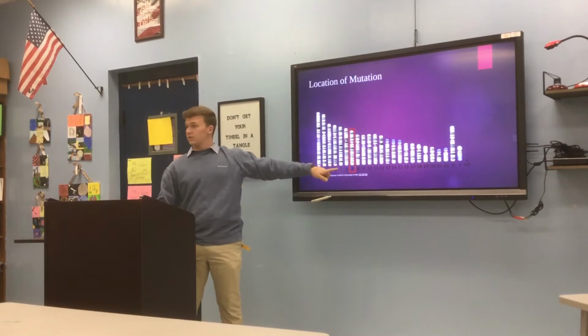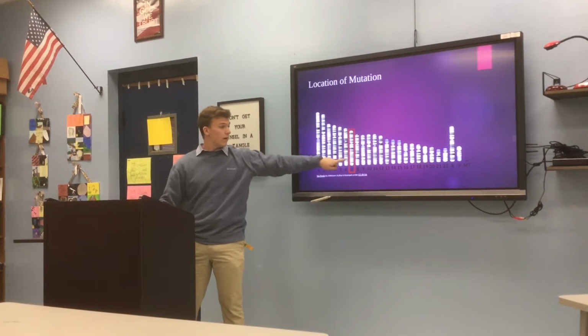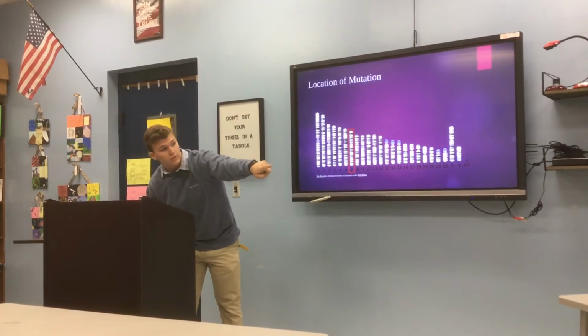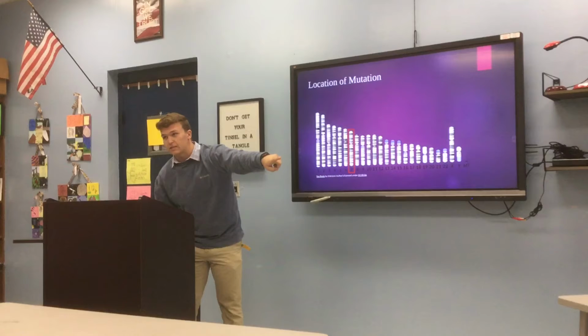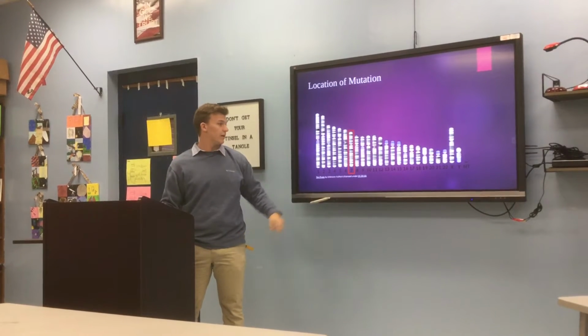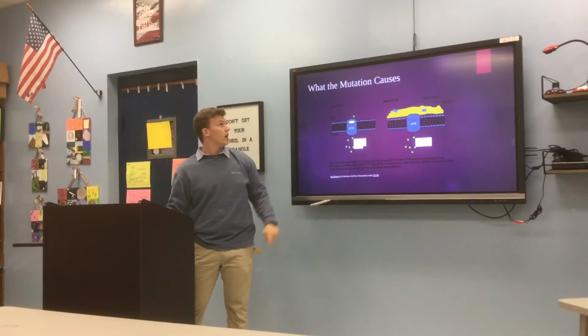This right here is the location of the mutation, and also found on my board, there's a picture of chromosome number 7. Where it's marked in red, that's exactly where the CFTR gene is located and where the mutation is occurring.